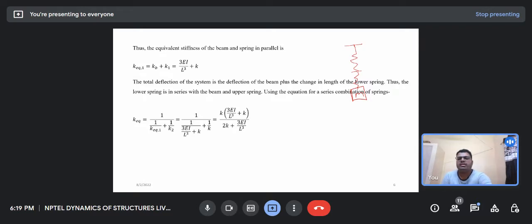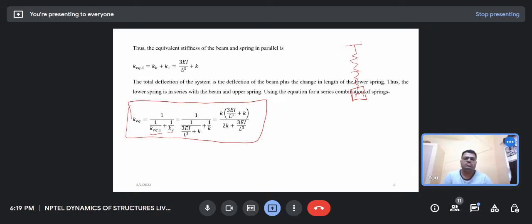For the series combination, your 1 by K equivalent is equal to 1 by K equivalent 1 plus 1 by K2. So if you put the values of K equivalent 1 and K2, you will get the overall expression for this one. The same kind of problems may have been given in your week 1 assignment for the calculation of equivalent stiffness of springs, not much different.